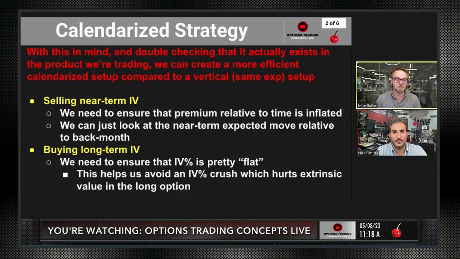So when we're selling near-term IV, we want to make sure that the premium relative to time is inflated. We can look at the near-term expected move relative to the back month and just extrapolate that across time, like we did in that previous example with the 5-day option trading for $2 and the 30-day option trading for $4. When we're looking at buying long-term IV, we really just want to see that the implied volatility curve is pretty flat. This helps us avoid an IV crush, which hurts extrinsic value in the long option if you do realize that crush.